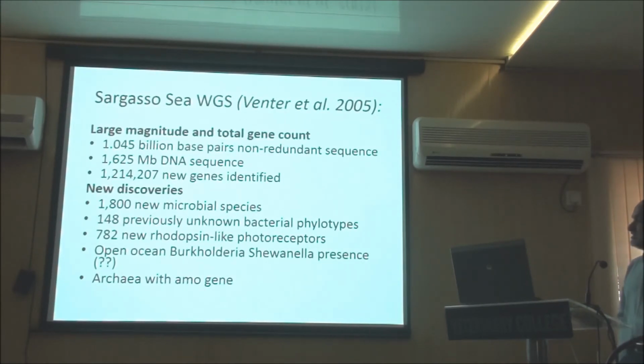So there were no cultured relatives available, nothing grown in the laboratory, but just based on sequences of 6 genes, 1,800 new microbial species could be proposed using this limited exercise. So that was a classical study that was done by Craig Venter.